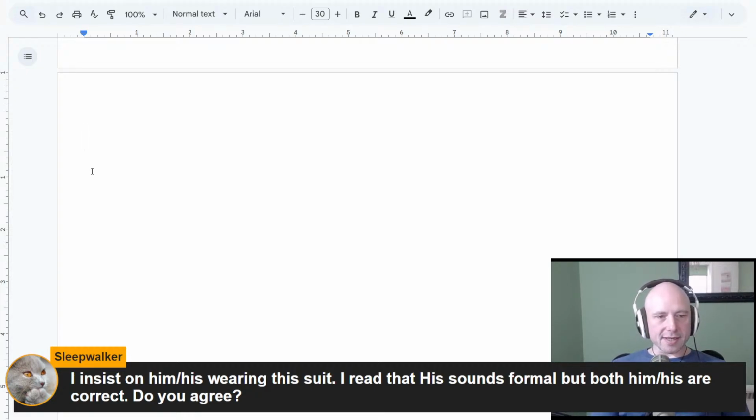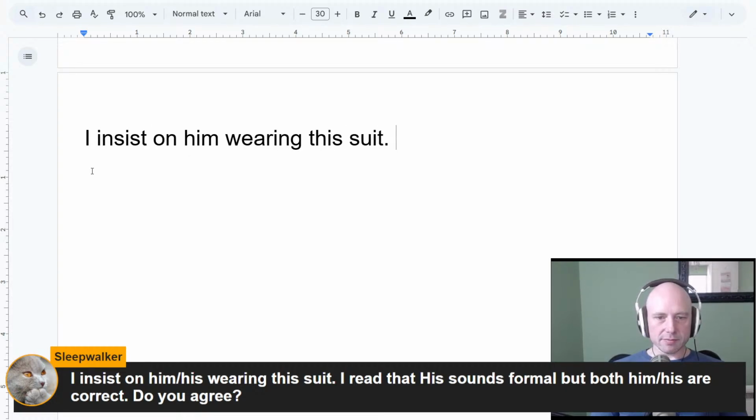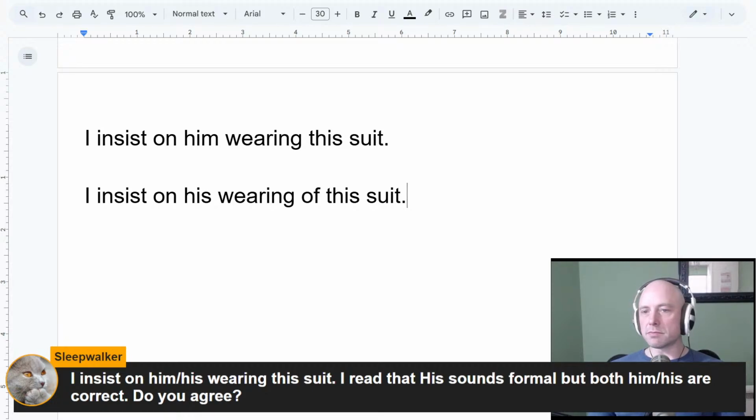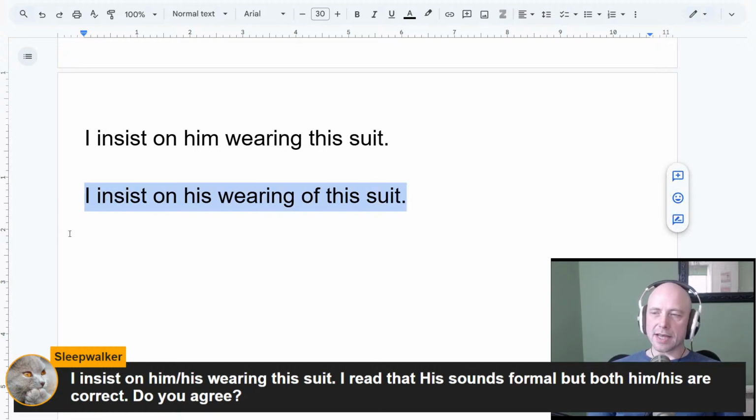Yeah, the only difference is I would change the second one. This is the most natural: I insist on him wearing the suit. You could say, I insist on his wearing of this suit. That's okay. But the first one is more natural. And would we say it's more formal? Yes. The second one does sound more formal. But bear in mind, it also sounds a little bit strange.